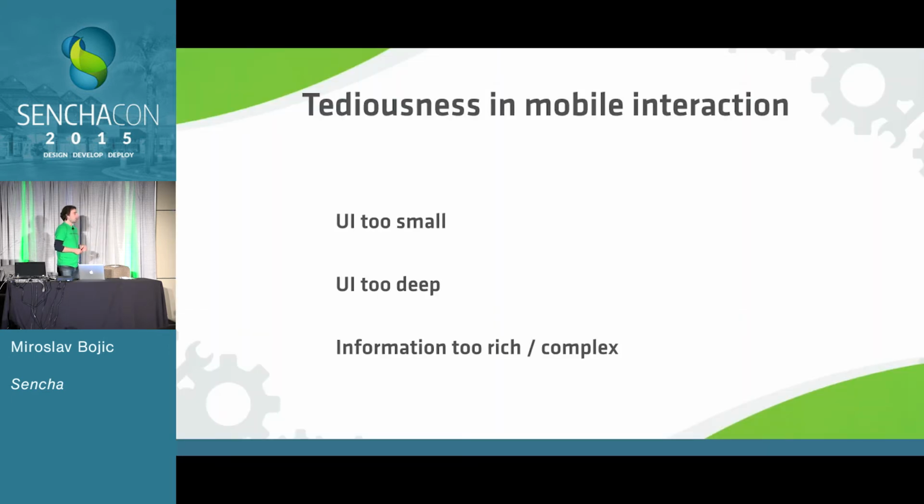And finally, when you're presenting information that's too rich or too complex, like in the example that I have shown you, that doesn't allow the user to absorb it very quickly. He needs to spend a lot of time reading and going over all of the things that are presented there. While when we are on the go, we just require information that we're looking for very, very quickly. We need to find it right away.